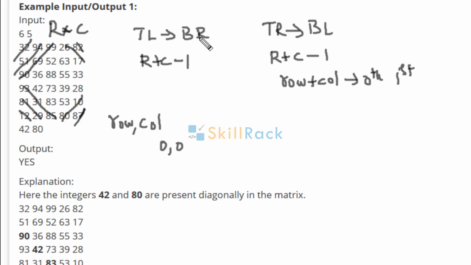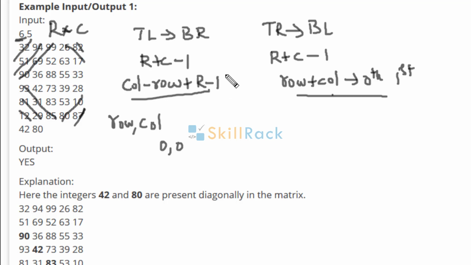For top left to bottom right, what is the formula? Top left to bottom right in the sense you are going in this direction, right? So for that the formula is col minus row plus R minus 1, where R is the number of rows. Here it is 6. So these are the formulas to be used to find which diagonal it belongs to in top left to bottom right and top right to bottom left. So these two formulas will be helpful for us to solve this program.